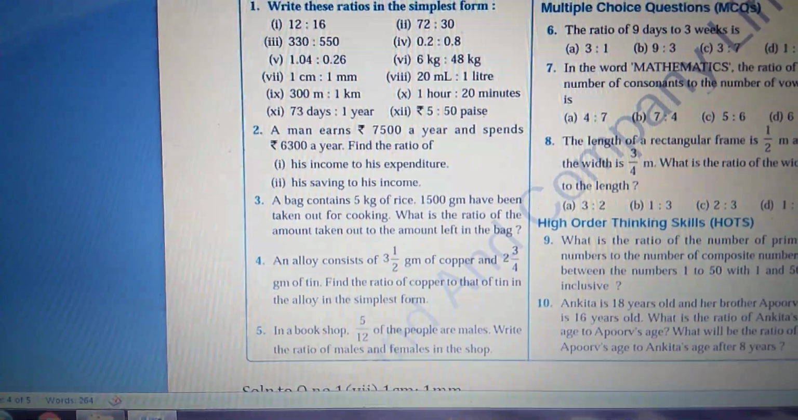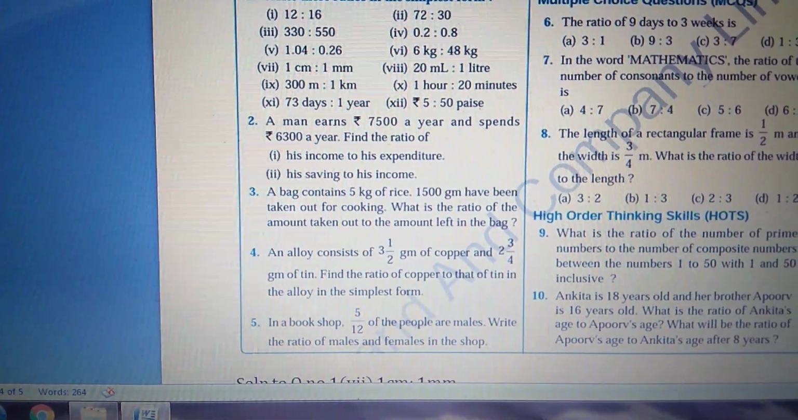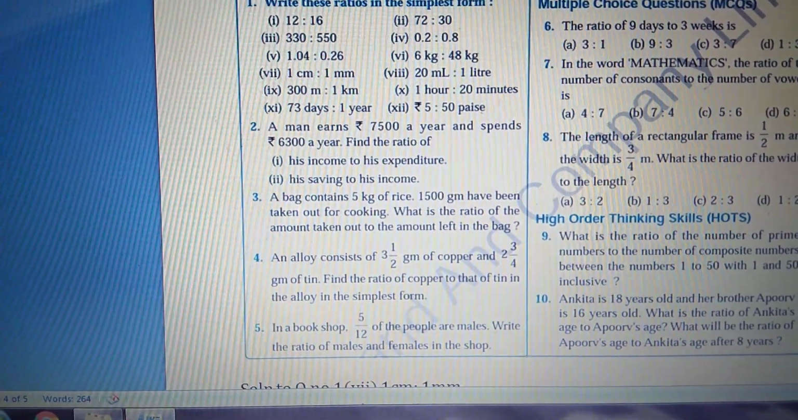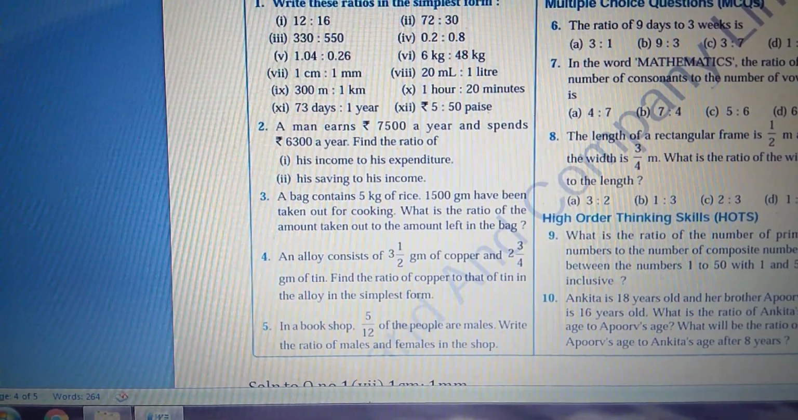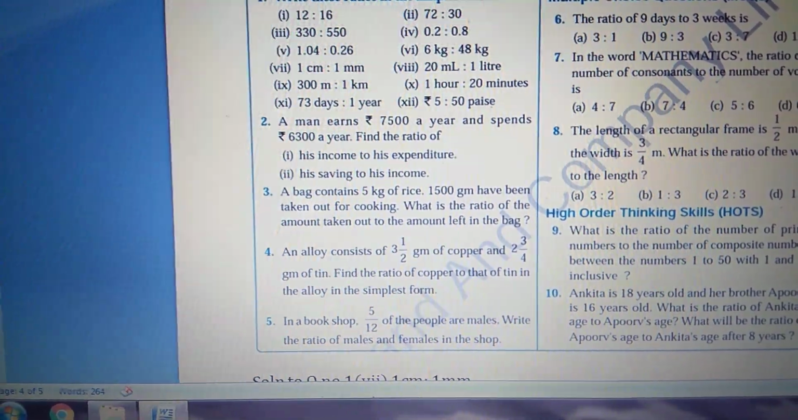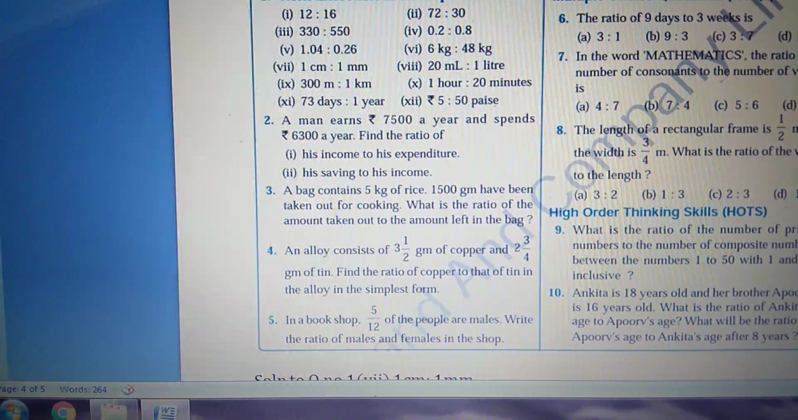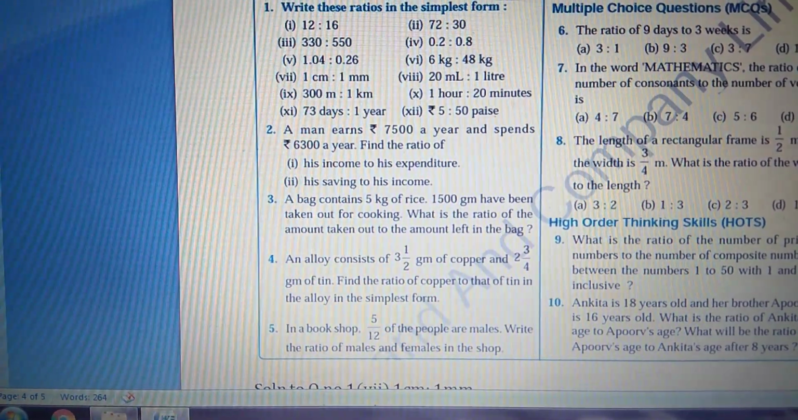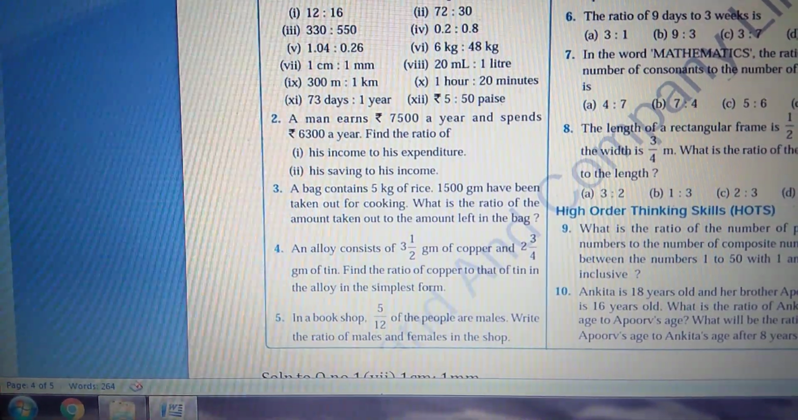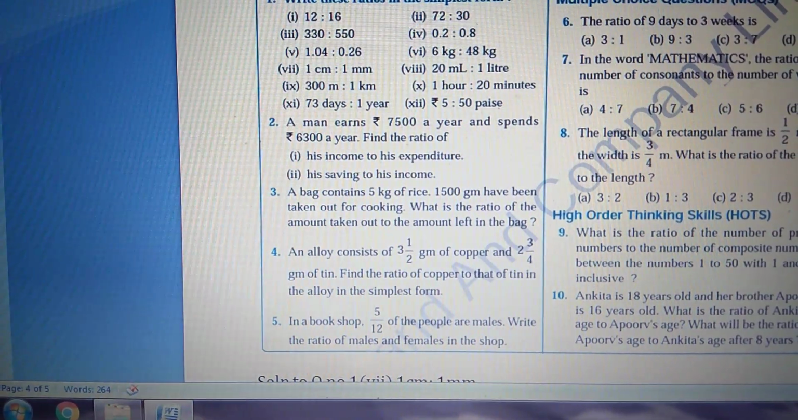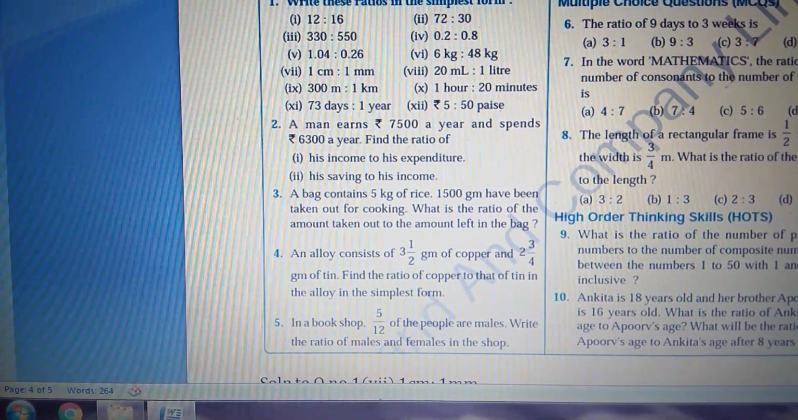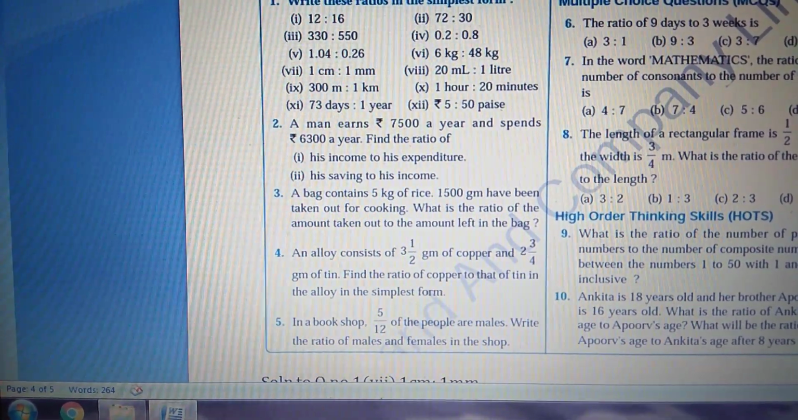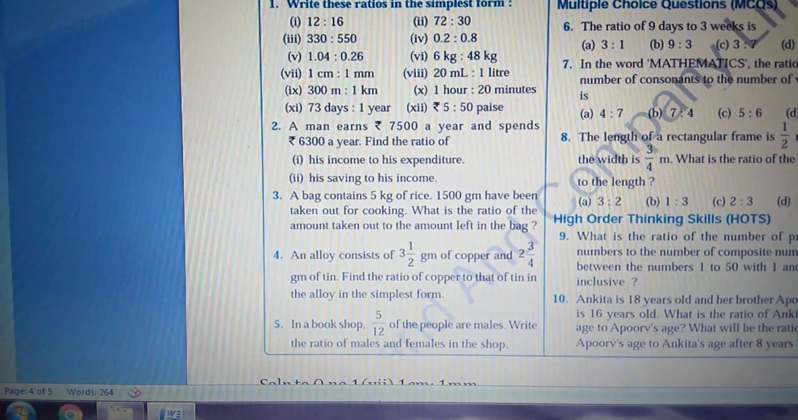Question number 2. A man earned 7,500 a year and spent 6,300 a year. So he is earning this much and spending this much. Find the ratio. Earning means income, spend means spent, and spend means expenditure, and saving means saving. So first one, it is asked income to expenditure. Income to expenditure means income by expenditure. So income is 7,500 and expenditure is 6,300. You have to find the ratio.